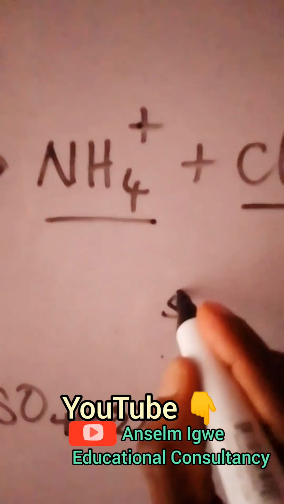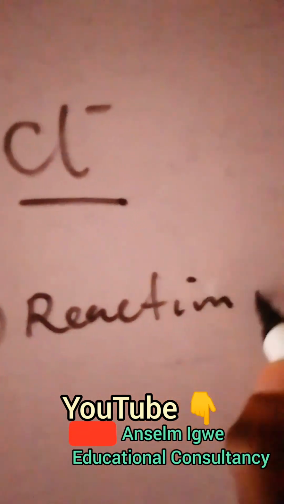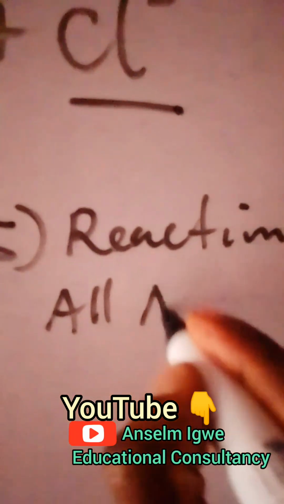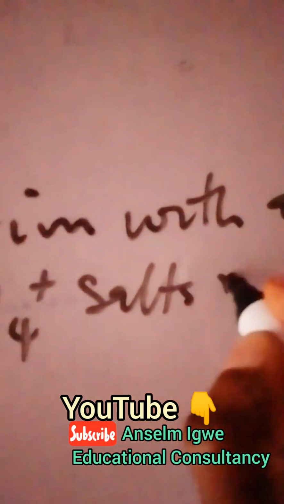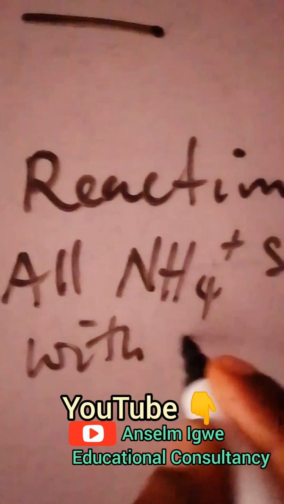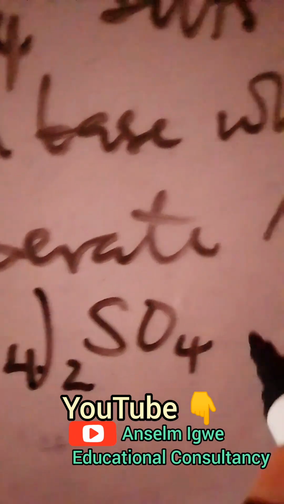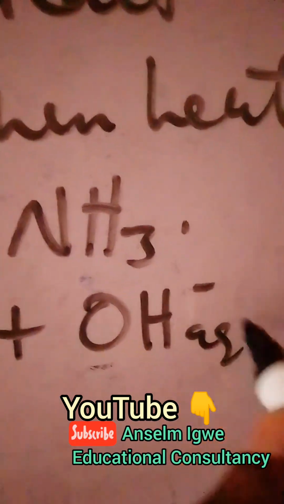Number 5 is reaction with a base. So all ammonium salts react with a base when heated to liberate ammonia gas. For instance, now let's take ammonium sulfate plus a base, hydroxide ion, then plus heat. You will see that you will get ammonia gas.